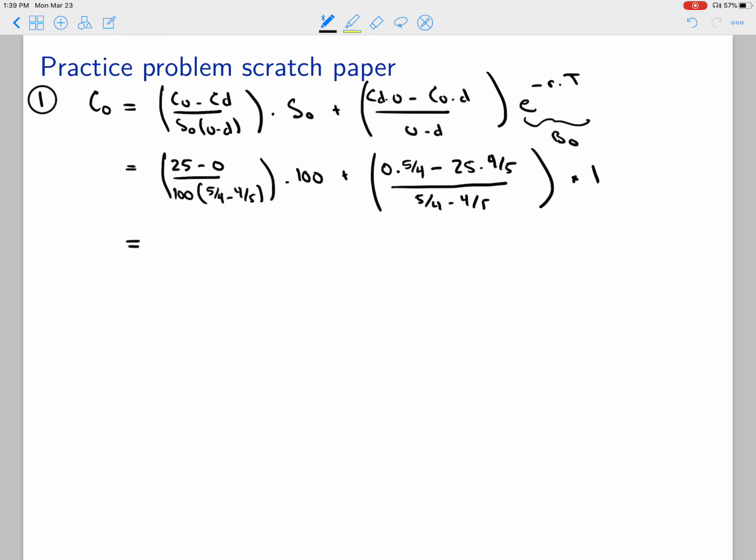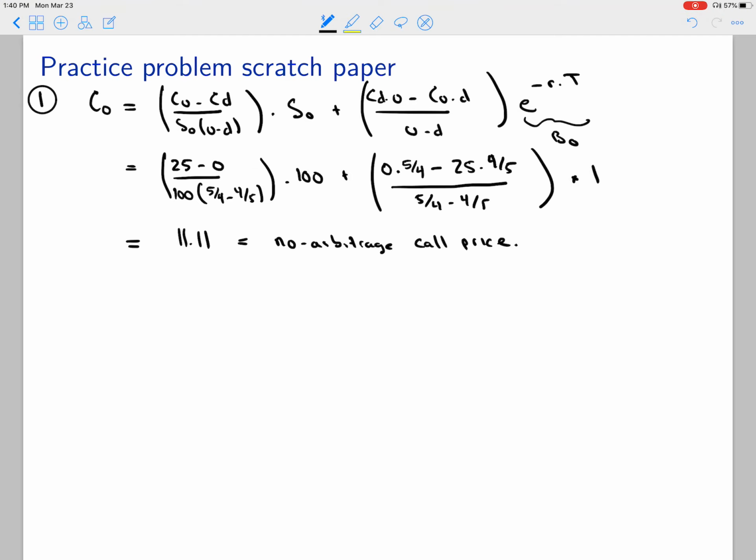Do a little quick computation here. I've already got it solved. Check my work. It should be $11.11. The no arbitrage price of the call option is $11.11. Okay. So if the call price in the market is equal to 11.11, then there's no arbitrage in the market. However, if it deviates from C0 at all, then there will be an arbitrage.